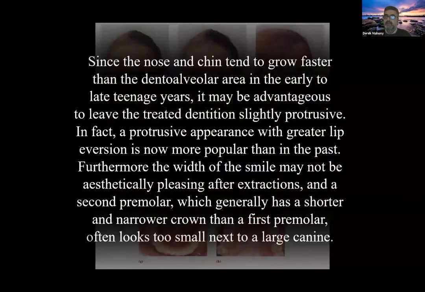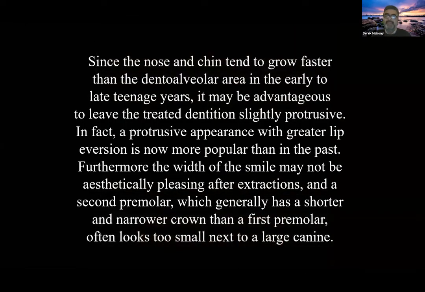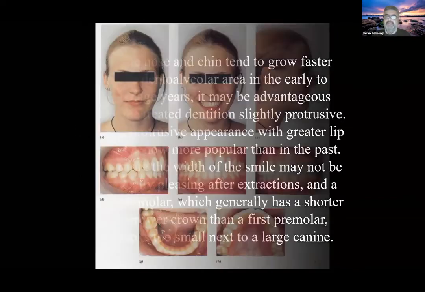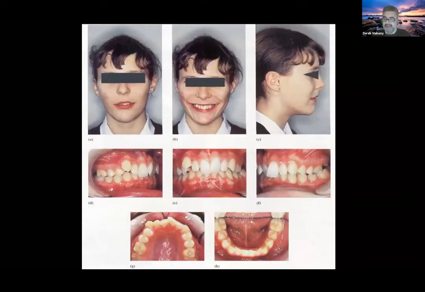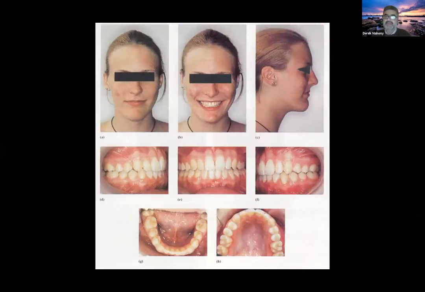This is what we need to understand. And this comes from Sava. The nose and chin tend to grow faster than the dentofacial area in the early to late teenage years. So if you look at her before treatment at 12 and after treatment at 14, you've got to realize that her nose and chin are still going to grow, whereas her midface is going to stay where it is. So year by year, her face is going to look less attractive, okay?